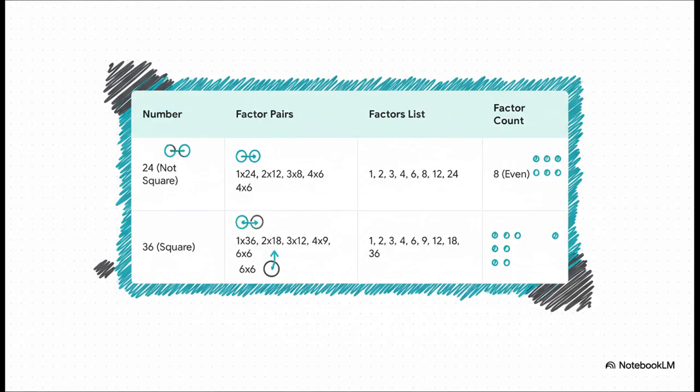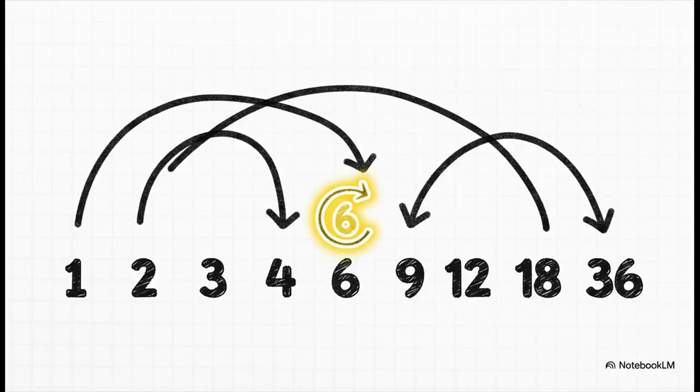But now look at 36, which is a square number. It has an odd number of factors. Weird, right? So what's going on? Here's the really elegant reason why. For any square number, one of its factors doesn't have a partner, because it partners up with itself. For 36, the number 6 pairs with, well, 6. And since we only write each factor down once, that lone wolf factor makes the total count odd. This little trick works for every single square number out there.